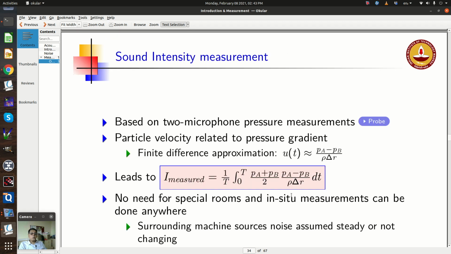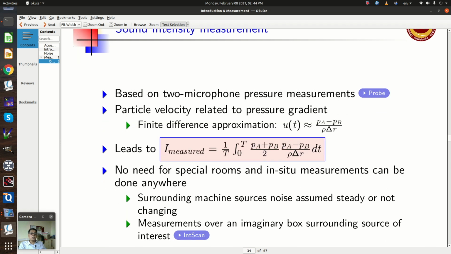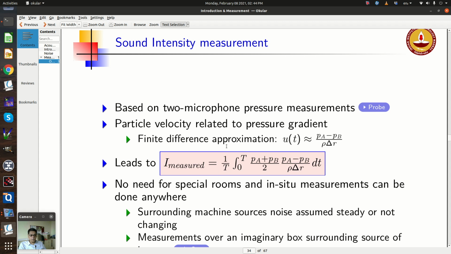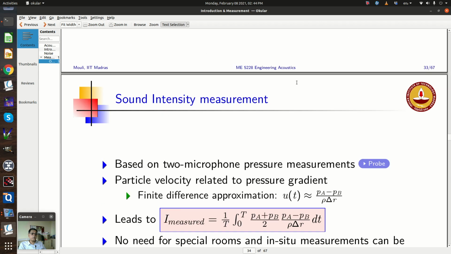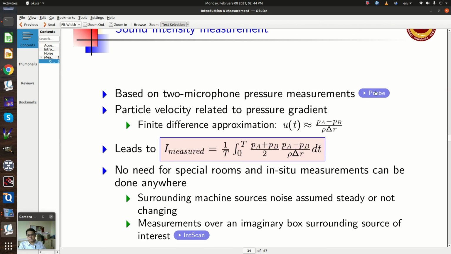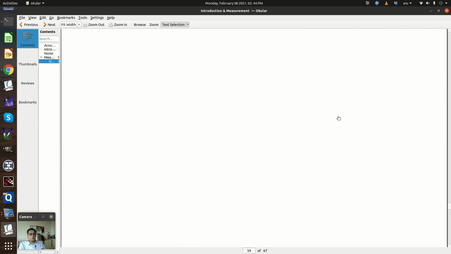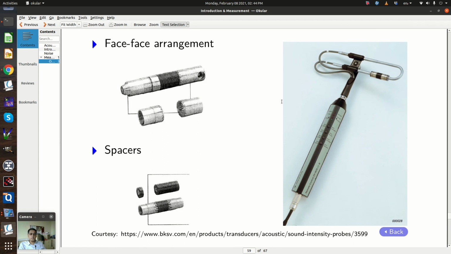Sound intensity measurement is based on what is called a 2 microphone pressure measurement. You saw that we have to measure velocity and pressure. We will derive these relationships a little bit later. A microphone probe looks like this. Here is a typical probe from B&K, and you can see the two microphones, microphone 1 and microphone 2. They are in what is called a face-to-face arrangement. The two microphones are seeing each other, and there is a physical spacer.